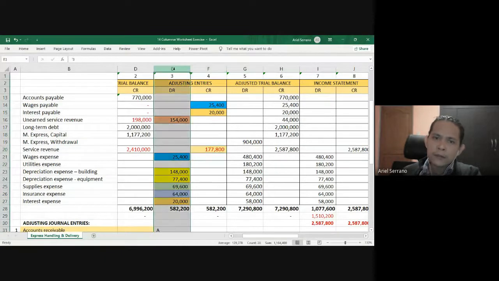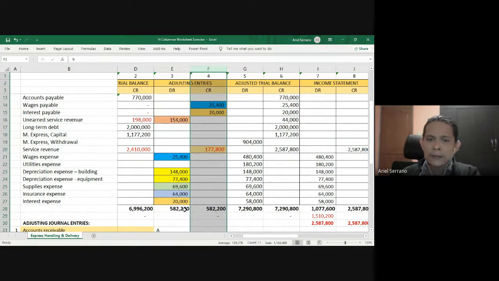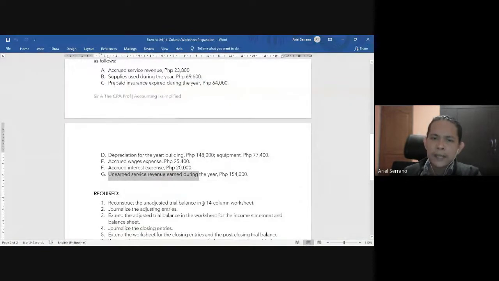If we have to get the total of this one, which is a requirement when you are creating a worksheet, you have to tally all the amounts at the bottom. So it should balance. The total debit adjusting entries should equal your credit adjusting entries. 582,200 for the total debits and 582,200 for the total credits. So that's how we reconstruct the journal entries.